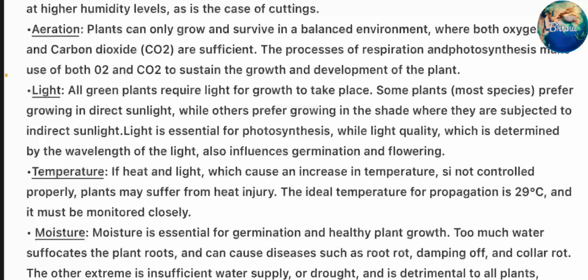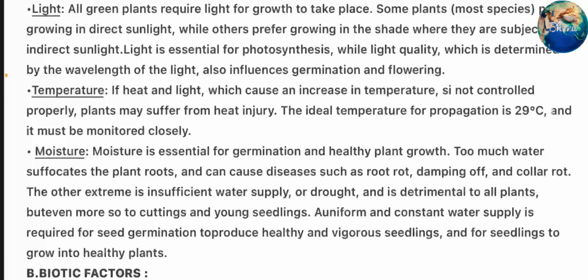Some plants prefer growing in direct sunlight where others prefer growing in the shade where they are subjected to indirect sunlight. Light is essential for photosynthesis, while light quality, which is determined by the wavelength of light, also influences germination and flowering. If the heat and light which cause an increase in temperature is not controlled properly, plants may suffer from heat injury. The ideal temperature for propagation is 29 degrees centigrade and it must be monitored closely. Moisture.